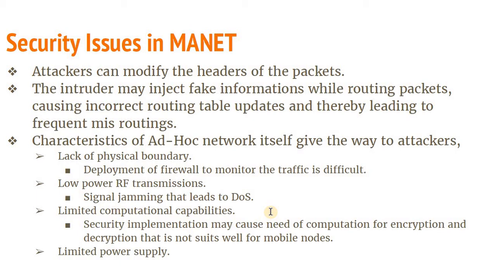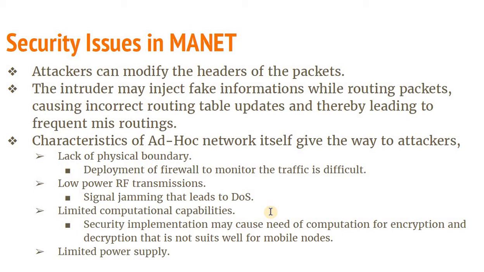The intrusion may inject fake information while routing the packets. For example, if the attacker modifies the path in the DSDV routing table, or the hop count is updated by the attacker, incorrect routing table updates lead to misrouting of information. Sometimes it will be forwarded to a malicious user. In this case, my sensitive information will be sent to an unauthorized entity, and this information may be leaked if a certain encryption procedure is not used by the sender.